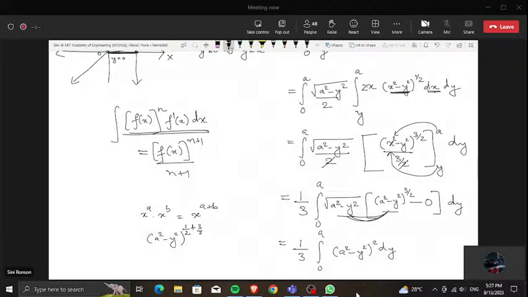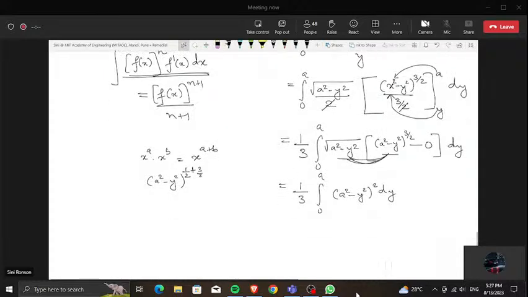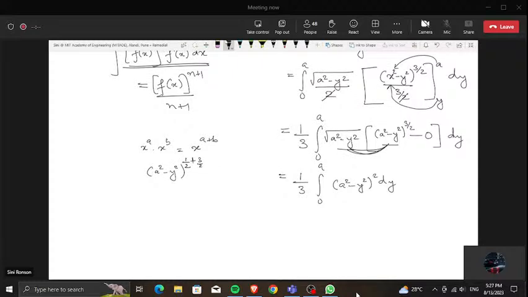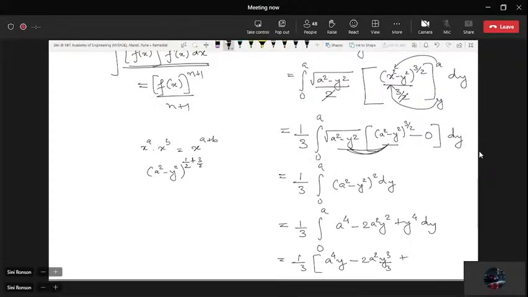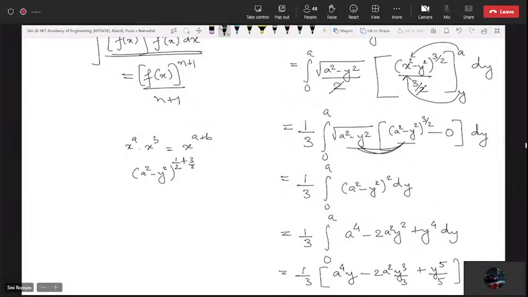Now this has become a simple integration with respect to y. Yes or no? Yes ma'am. I'll just expand this using the square formula. So it becomes a raised to 4 minus 2a squared y squared plus y raised to 4 dy. And now finish off the integration with respect to y. The integration of a constant with respect to y is constant into y, minus 2a squared as it is. The integration of y squared will be y cube by 3, and the integration of y raised to 4 will be y raised to 5 by 5.